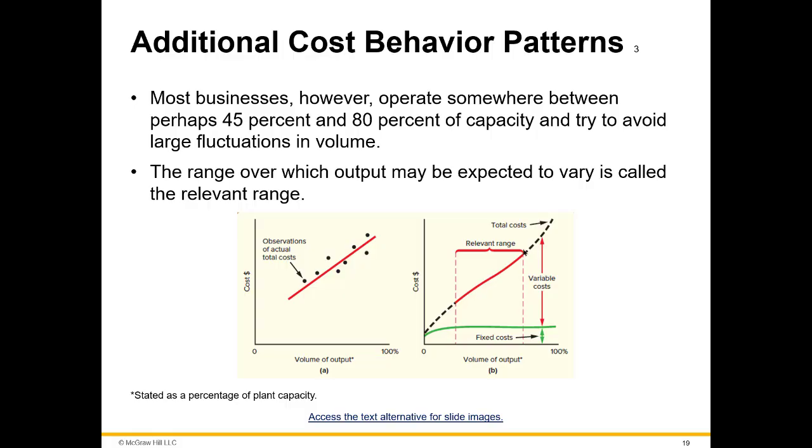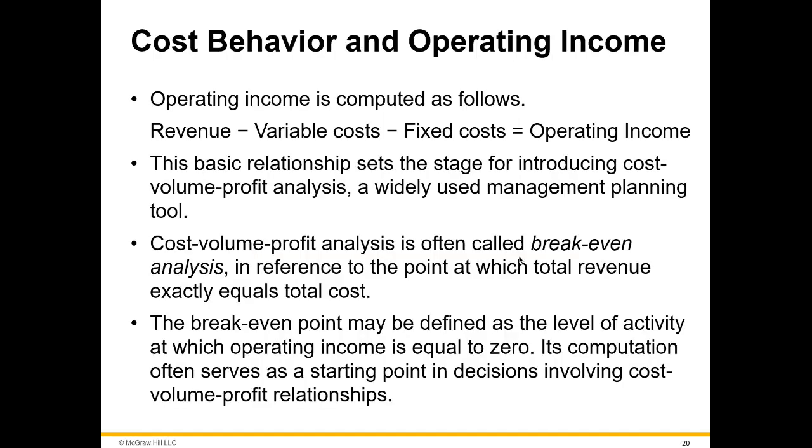And so the relevant range says if we're here between 45 and 80%, that starts looking variable. But if you start going outside of the relevant range, then those would change. Okay, so we just recognize that as cost behavior, and oftentimes we'll say, hey, as long as we're in the relevant range, right? So let's talk about cost behavior and operating income.